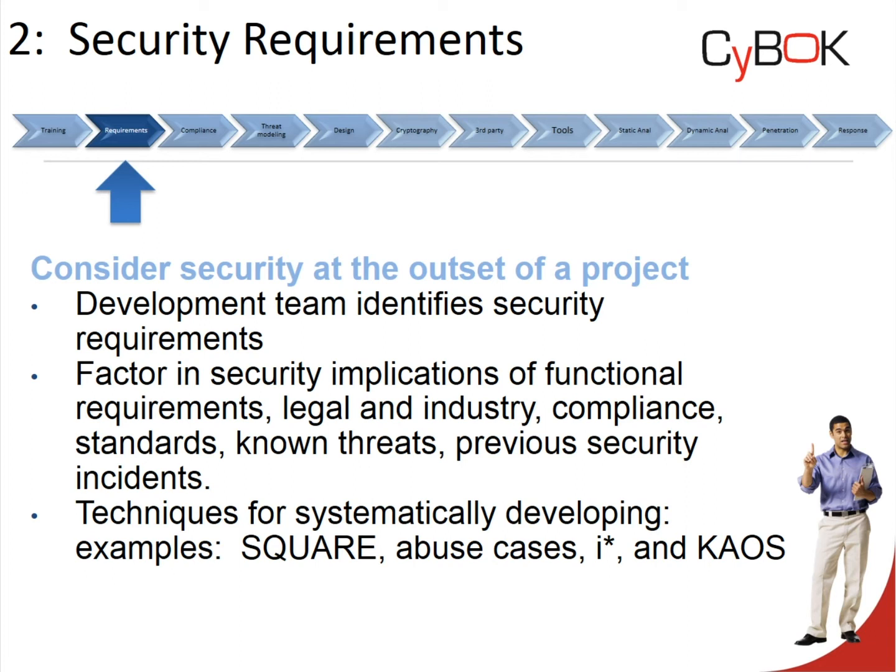I'm also thinking about known threats, previous security incidents. So all of that funnels into the fact that you need to have your security requirements set. There are some techniques for systematically developing security requirements. SQUARE is one. It's a process out of Carnegie Mellon. Abuse cases, which we'll talk about, i-star, CHAOS, these are all systematic means of identifying the security requirements that would be good for a team to use.